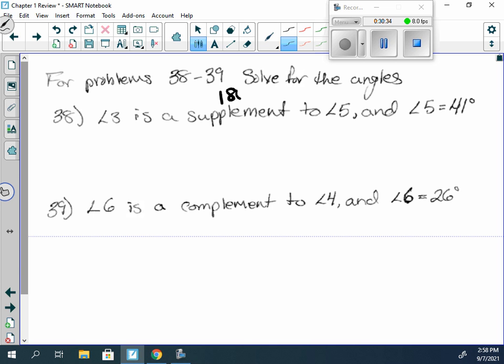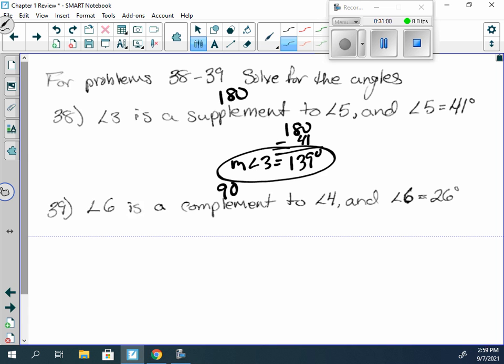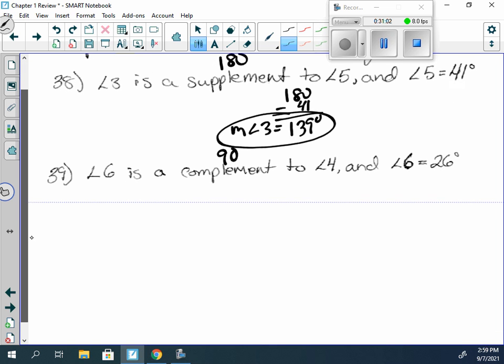180. Complement is? So if I know that angles 3 and 5 are supplementary, they add up to be 180. So angle 5 plus angle 3 is equal to 180. So if I want to find the other angle, we can take 180 and do what? So the measure of angle 3 is 139.